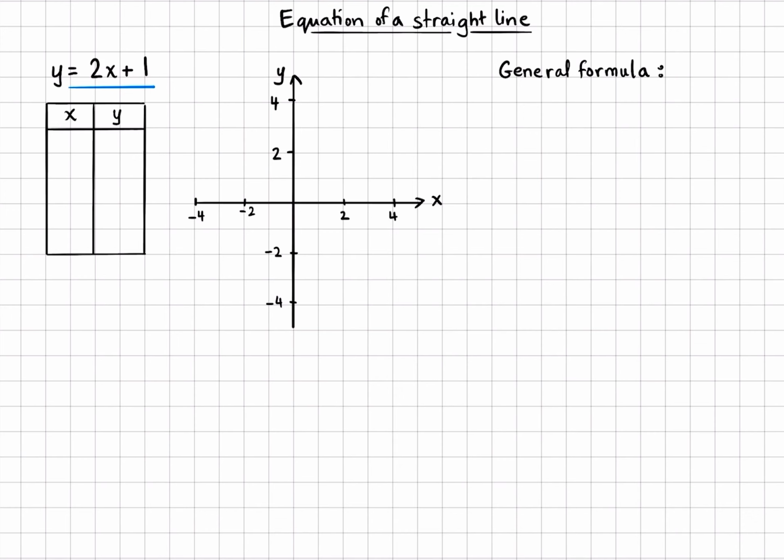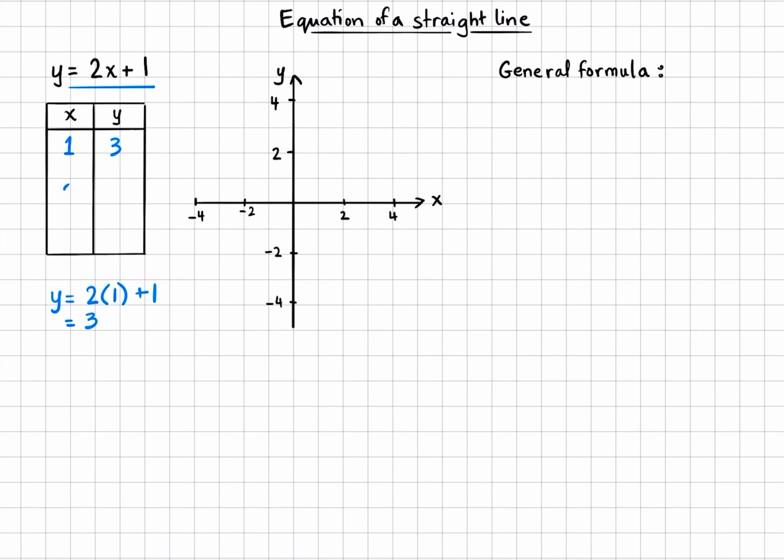Let's get values for x and y. I'm going to start easy, with x equals 1. If I plug that into my equation, then I get y equals 2 multiplied by 1, so instead of x, plus 1. Which gives me 2 multiplied by 1 is 2, and so 2 plus 1 is 3. Okay, so when x is 1 for this line, y is 3.